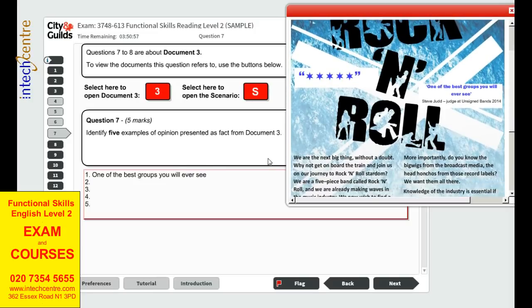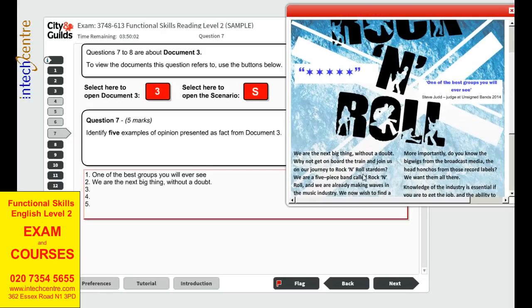Again here in these lines, we are the next big thing without a doubt. So they're not doubting, they believe they are. Okay, so we are the next big thing without a doubt. Okay, this is probably 3 marks. Without a doubt, again, that's basically an opinion.